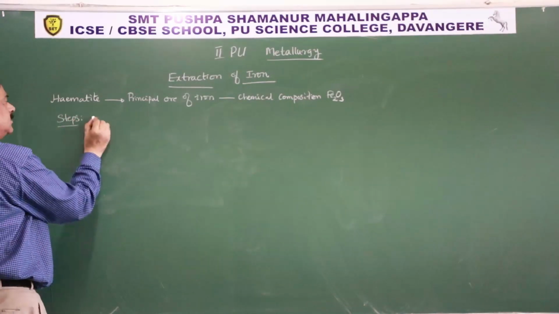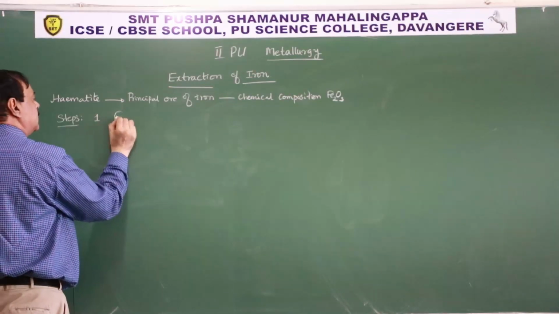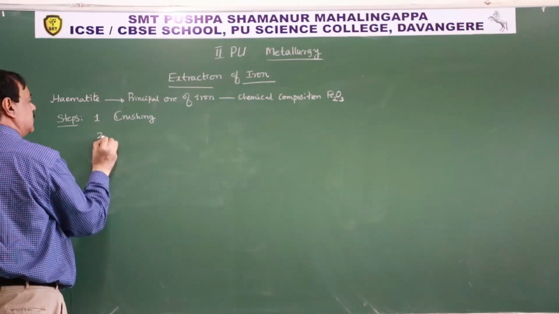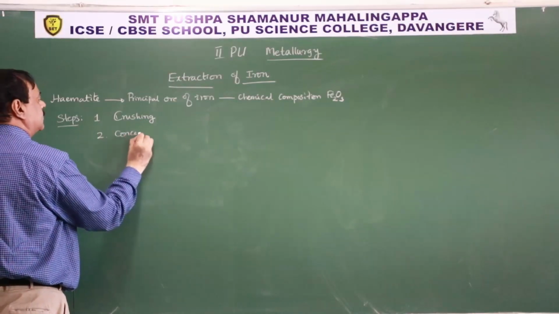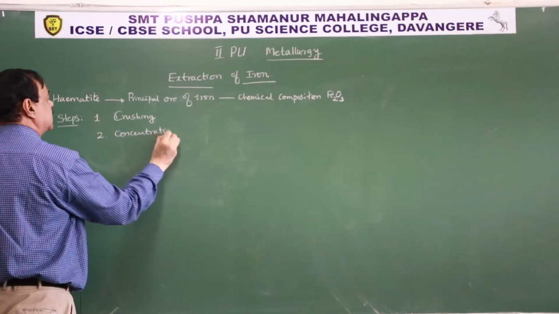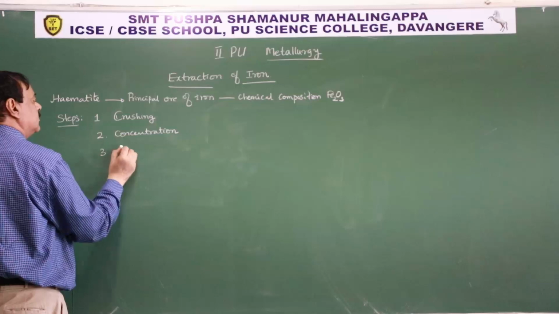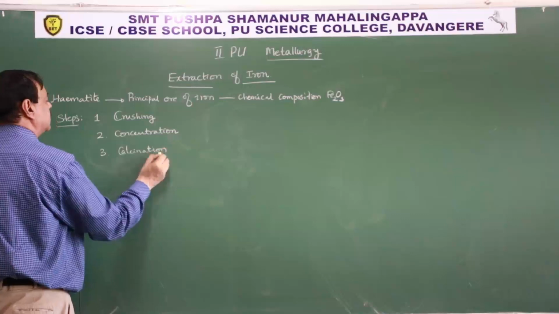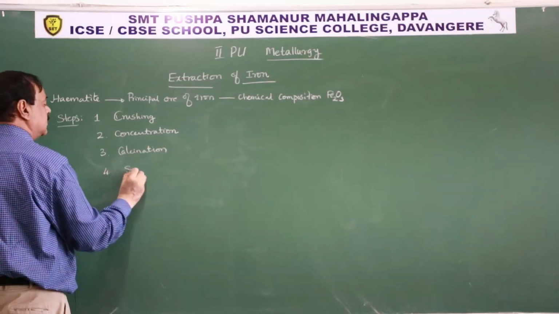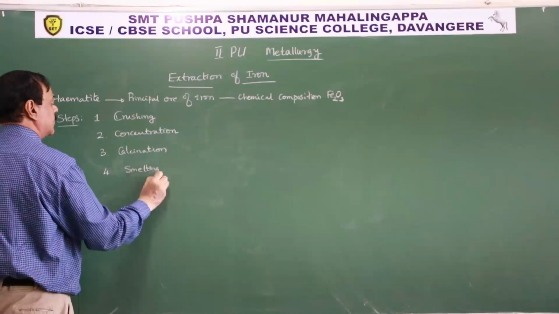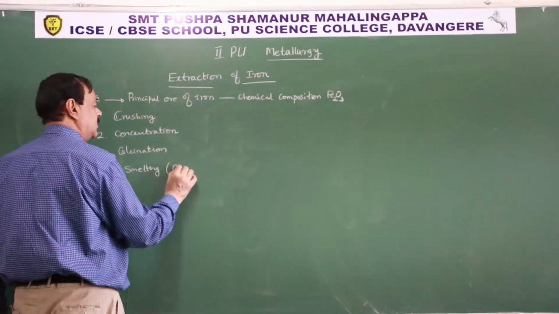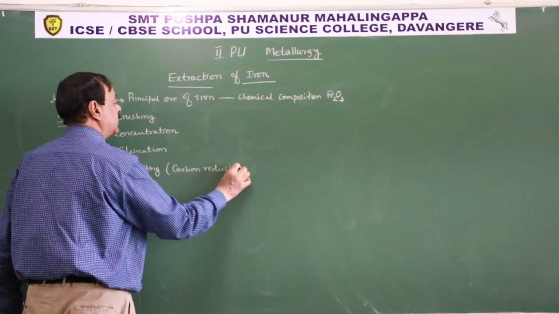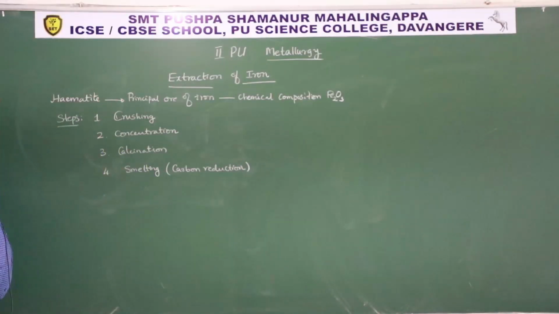Steps involved in the metallurgy. First one, crushing operation. Second one, concentration. Third one, calcination. Fourth one is smelting. In smelting, here we are using the carbon reduction method.